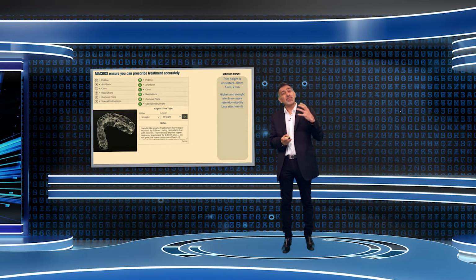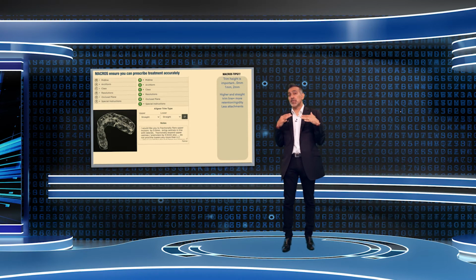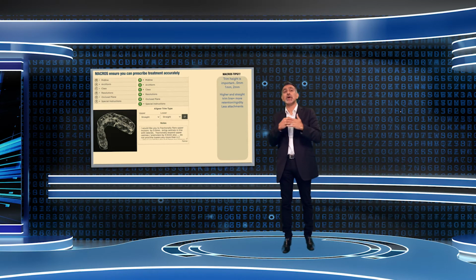As mentioned, you probably won't need quite so many attachments as you think. I think SureSmile uses a lot less attachment because you have that ability to actually change the trim line. Often cases that have more scallops usually need more attachments to compensate for the fact that you've then lost that rigidity and retention.